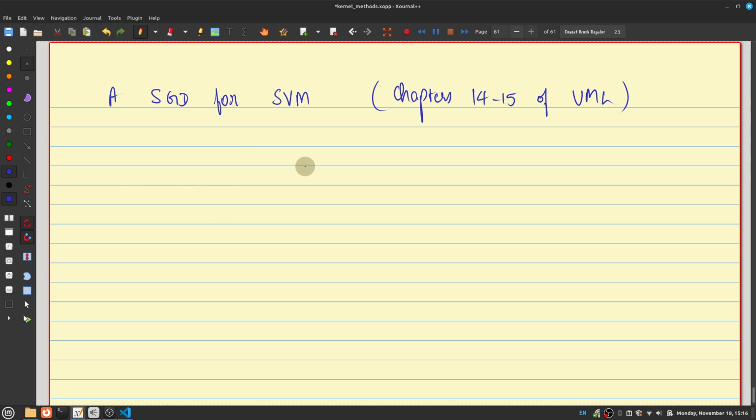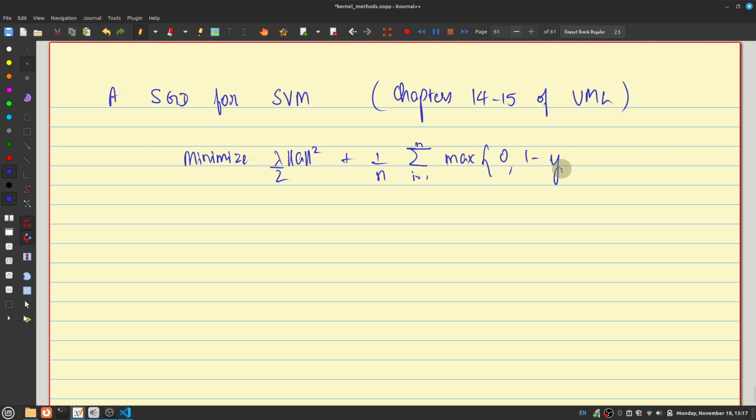Okay, so recall that the optimization problem was the following. For SVM, we wanted to minimize, it's a slightly different variant, I'm just playing around with the coefficients a bit, lambda by 2 norm a squared plus 1 over n summation i equal to 1 to n times the hinge loss, 1 minus yi times the inner product of a and xi. And I'm looking only for homogeneous solutions, so b is set to 0.